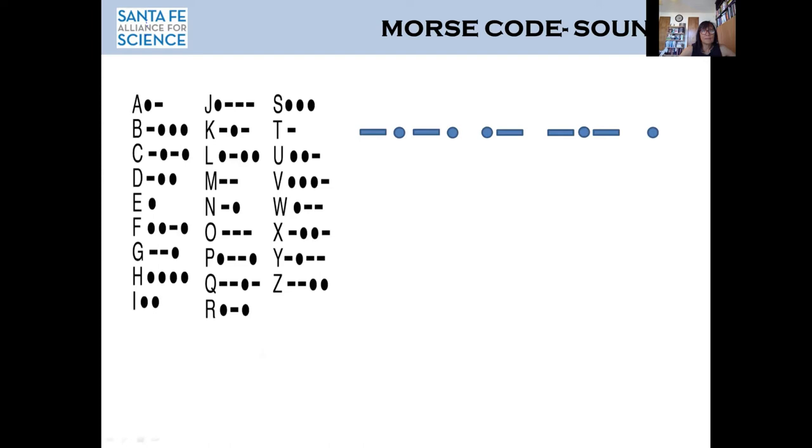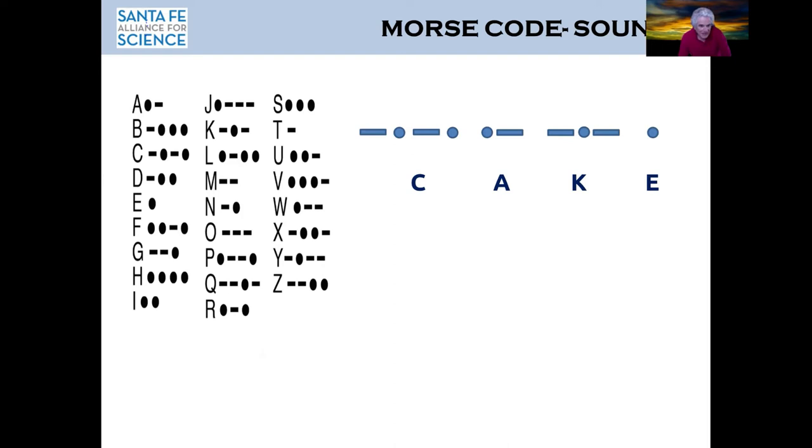Now look at your Morse code chart and let's figure out what the letters are. Stop the video and that'll give you time to work on this. The first letter, dash, dot, dash, dot, is the letter C. The second letter was dot, dash, and that's the letter A. Dash, dot, dash is the letter K. And the last letter was just a dot, which is the letter E. So we can see that the word is cake.